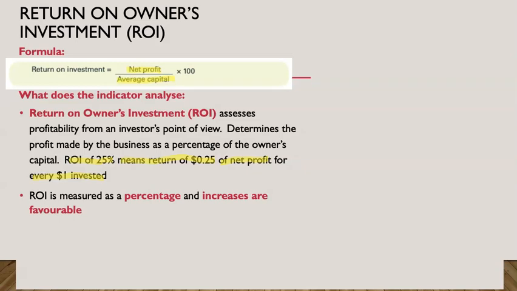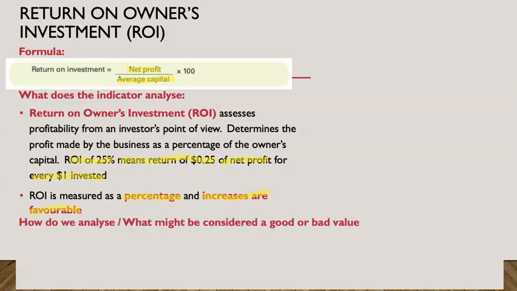We need to know how it is measured and whether we want it to go up or down. Return on investment is a percentage. So we're going to see it, for example, 25%. And we want this to go up because increases are favorable. How do we get this to go up? By either getting our net profit to go up or our average capital to go down.